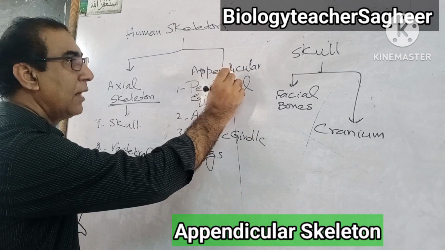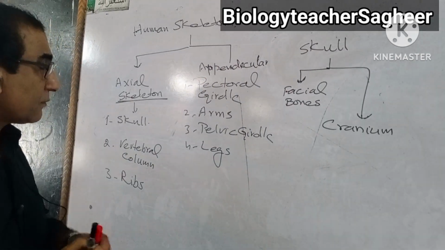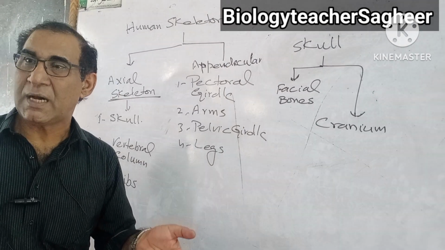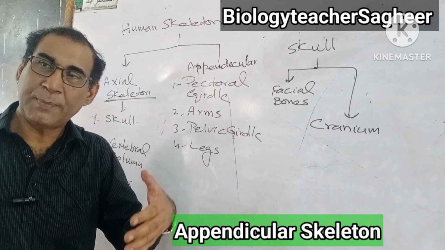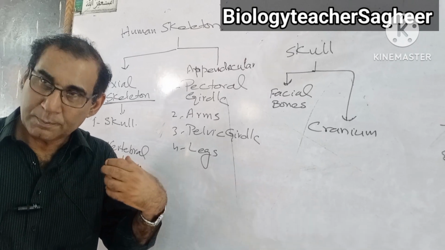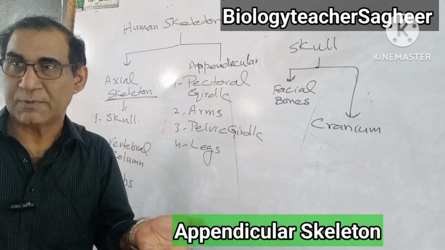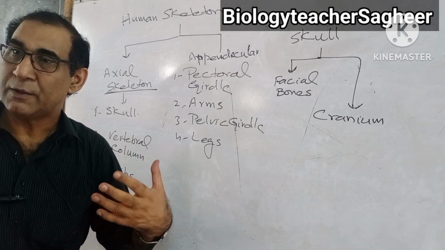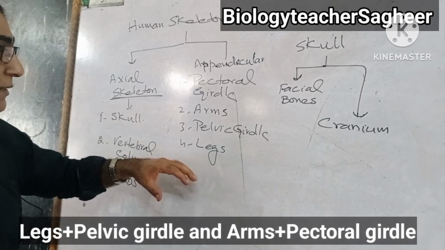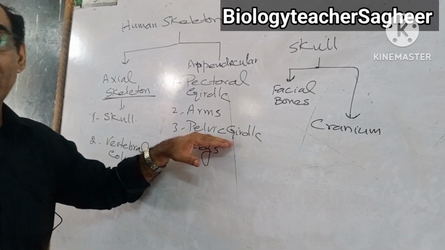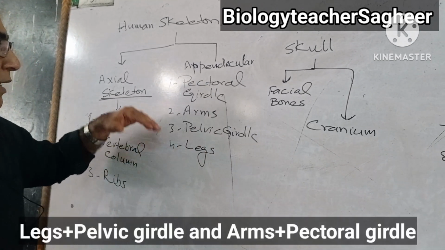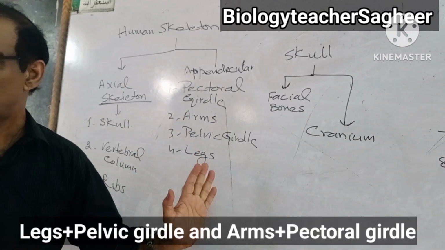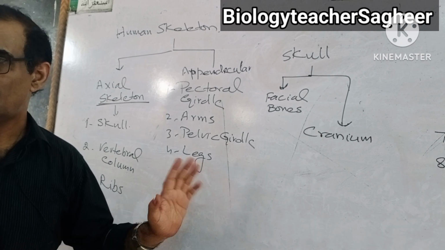The appendicular skeleton is related with those parts which are the appendages themselves. You know, your appendages, they are your arms and your legs. The legs are attached with the body through the pelvic girdle, and the arms are attached with the axis through the pectoral girdle. Clear? Any question? All is fine?